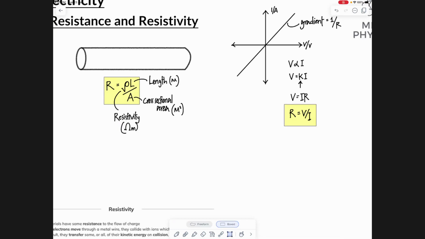The one on the left is to be used when you're using what? Actual physical attributes like length, cross-sectional area. And where does the right one come from? From circuit values like current and voltage. So in the exam, you get both.